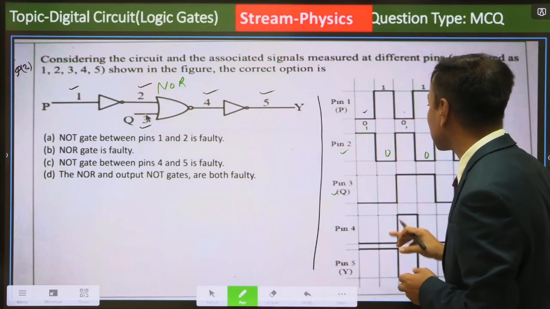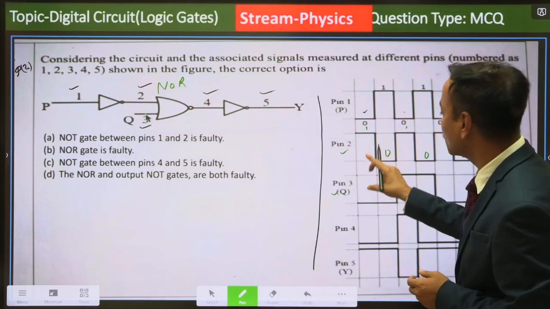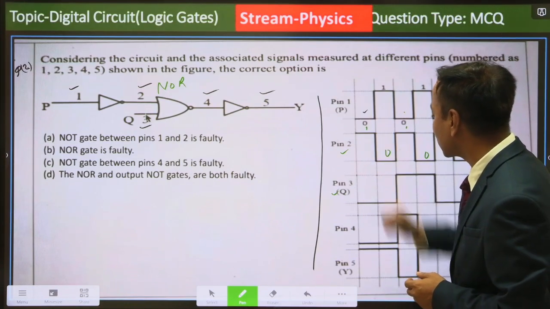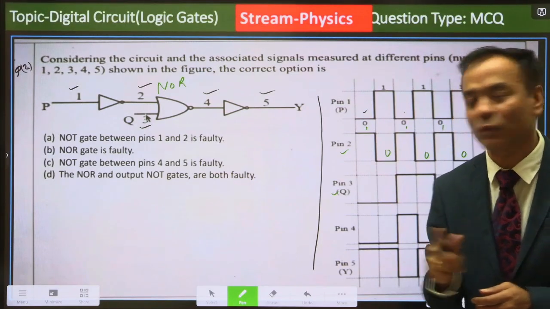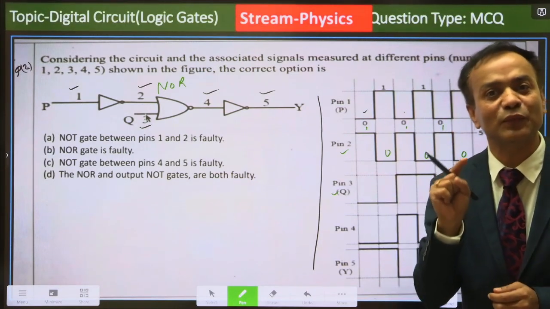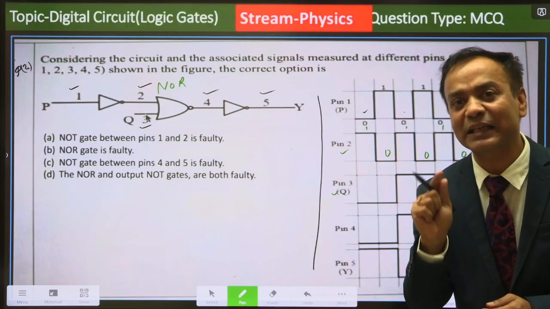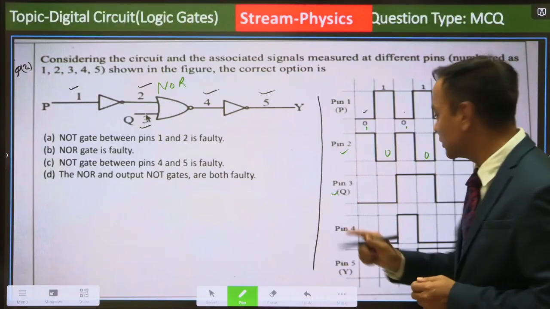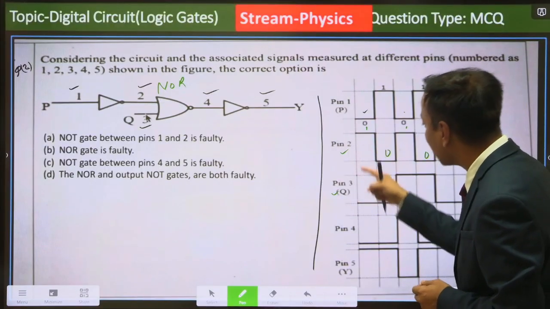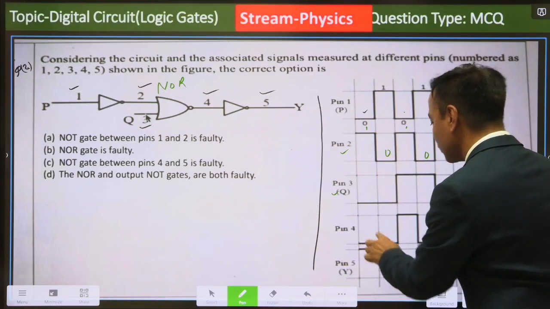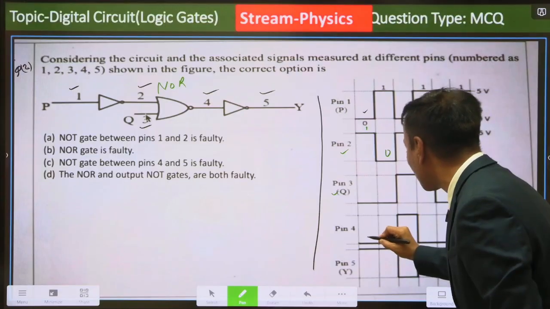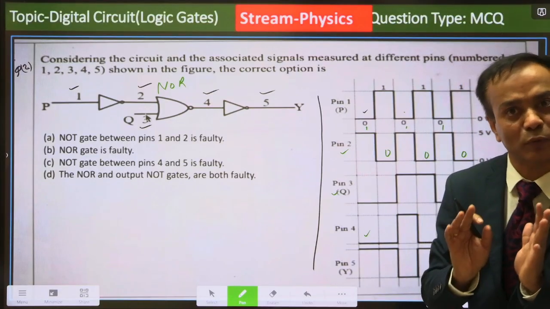So if you see it here, pin number 2 is having, at this moment, input 1, and here it is 0. As I told, as per the NOR operation, if there is any one, the output must be 0. So here, for the first block, pin 2 and pin 3, one of the inputs is 1, so at pin 4 the output is 0. Up to this it is right.